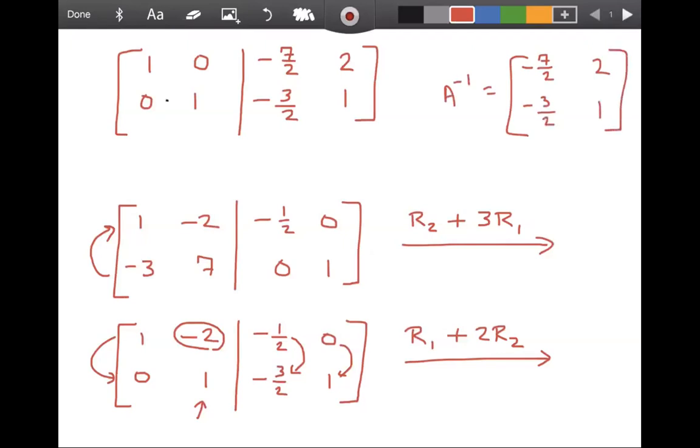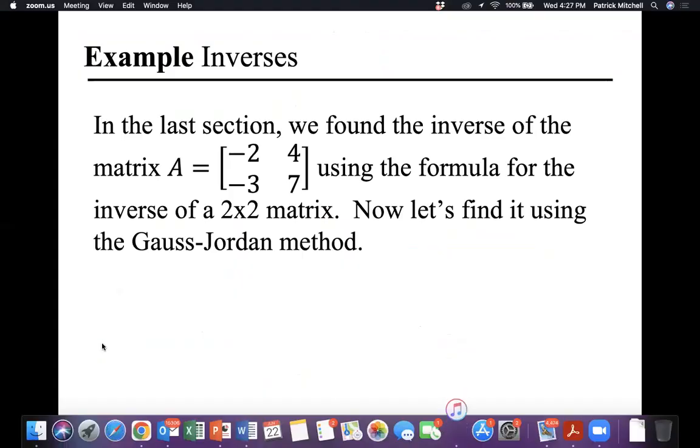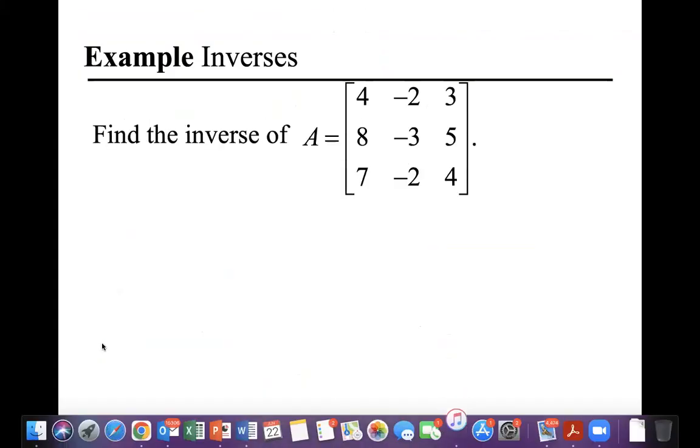All right, going back to the presentation. All right, so for the next example, we will find the inverse of a 3x3 matrix. So we start off the same way. Let's go back to the tablet.